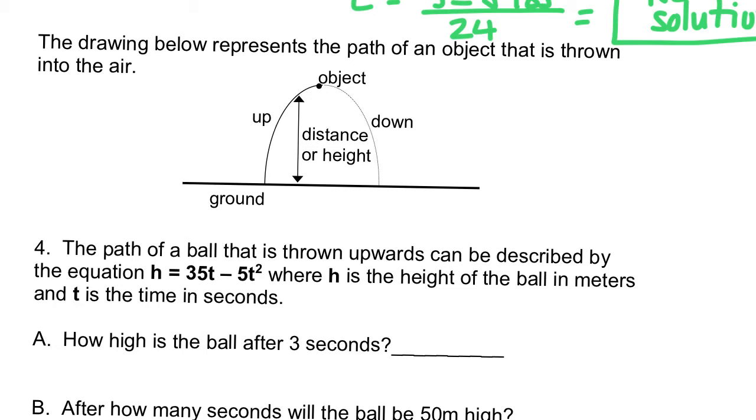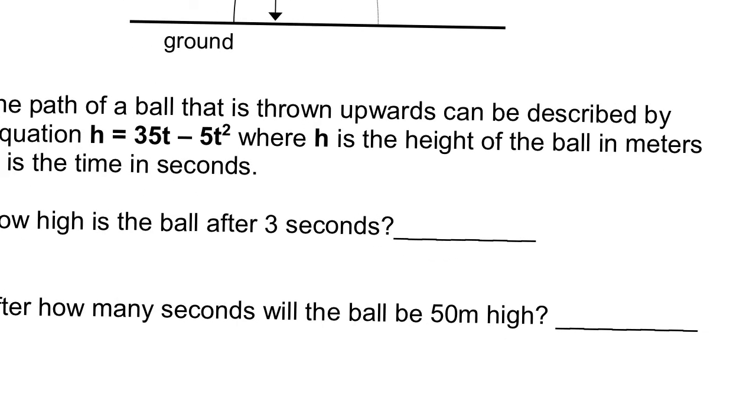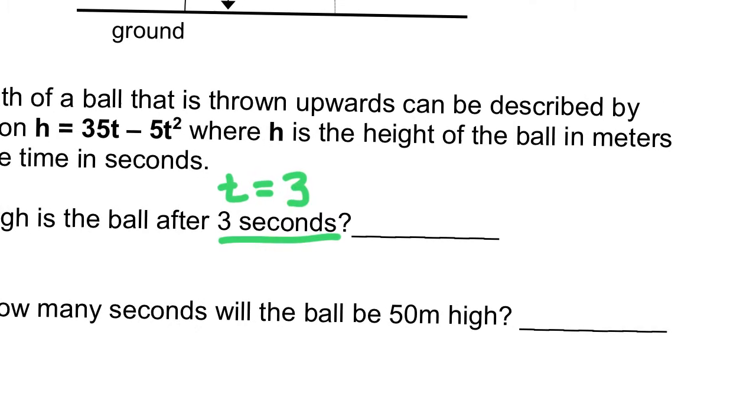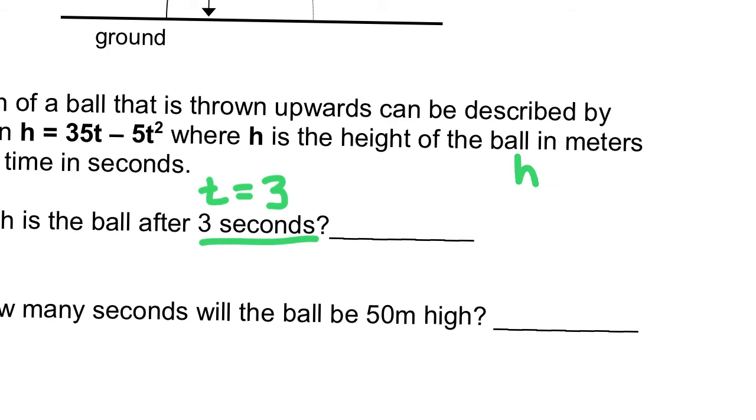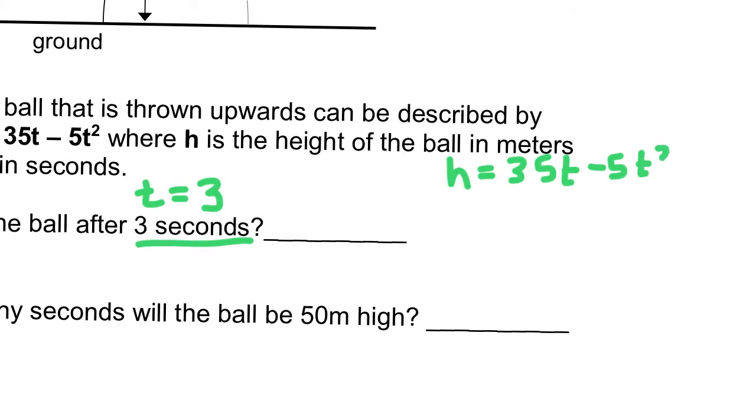Letter A asks, how high is the ball after 3 seconds? Well, when we're talking about 3 seconds, that is obviously talking about time, and it's saying that the time is equal to 3. In this case, we would simply take the formula, h equals 35t minus 5t squared, and we'll substitute t equals 3, and we'll solve for h. So we have a time of 3 seconds.